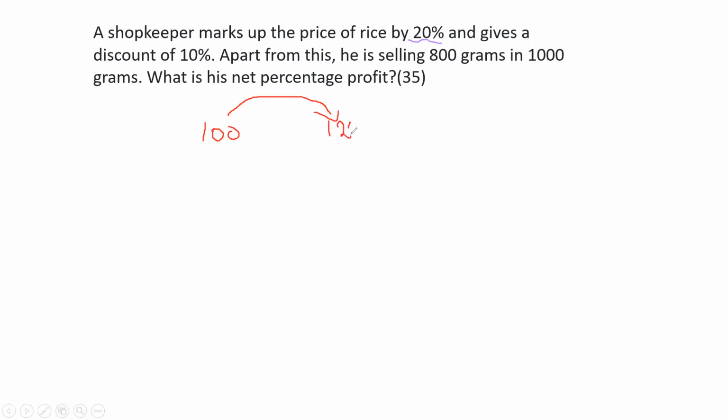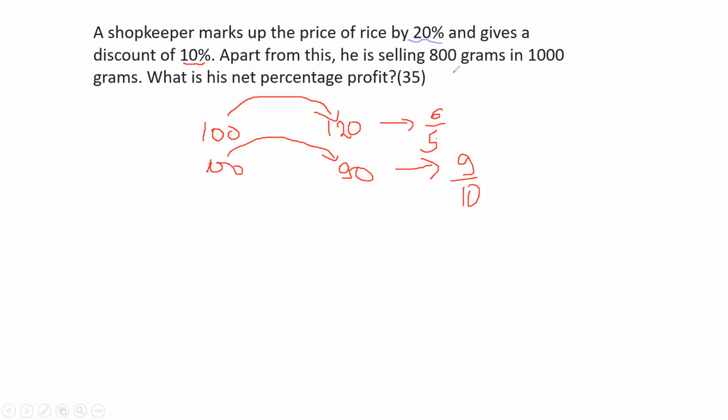Actually, it is 100, but he marked up to 120. So again, this is a familiar multiplying factor for you, 6 by 5. And he gives a discount of 10%. So actually it is 100, but he gives it for 90. So the multiplying factor changed by initial 9 by 10.